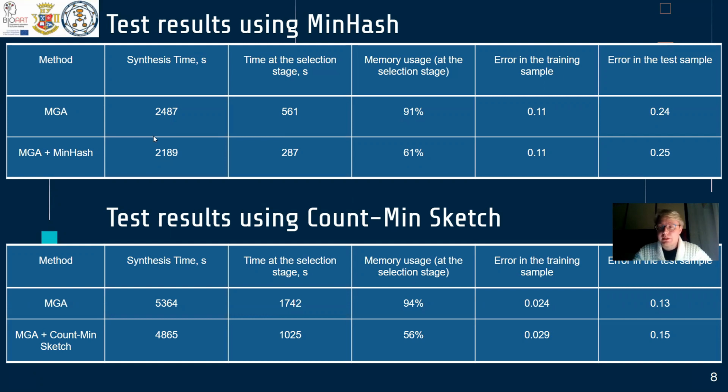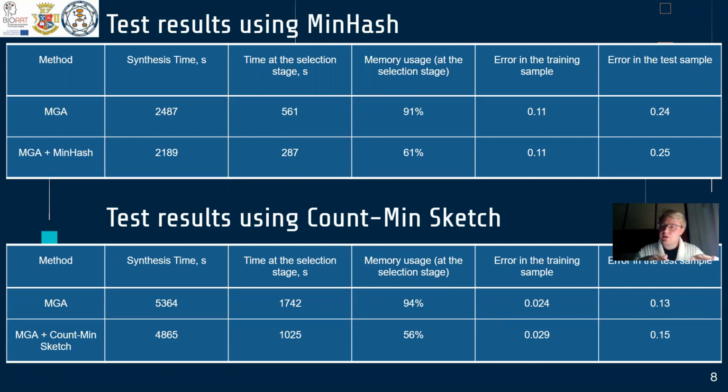When using Count-Min Sketch, we have a more optimistic result because the accuracy is not so bad. We can see a very balanced use of memory, but the time in this case became smaller, but not so good. So, we haven't got a balanced result.